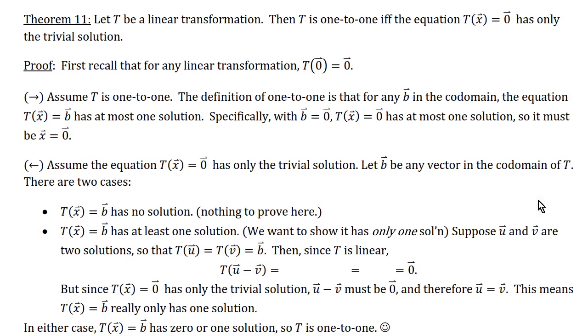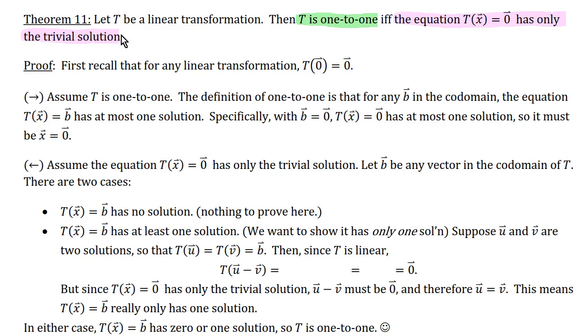Here is a theorem. If T is a linear transformation, then T is 1 to 1 if and only if the equation T of x equals 0 has only the trivial solution. So let's prove that. Again, this is an if and only if statement here. So let's make the green statement be that T is 1 to 1, and the purple statement can be the rest of this.